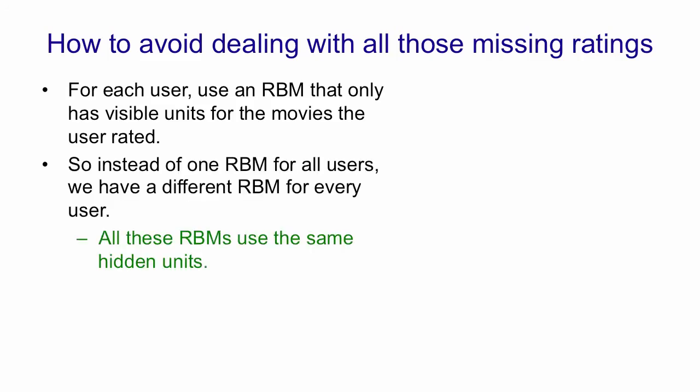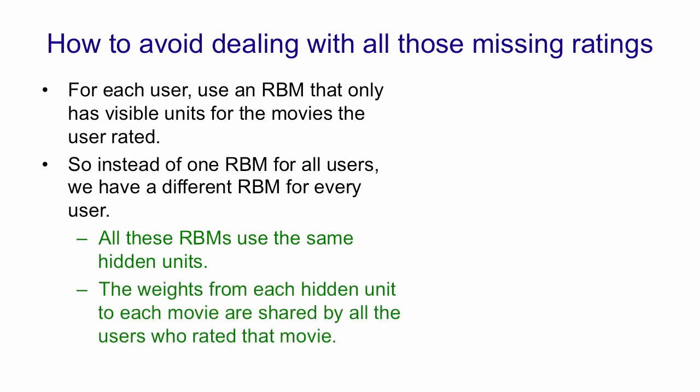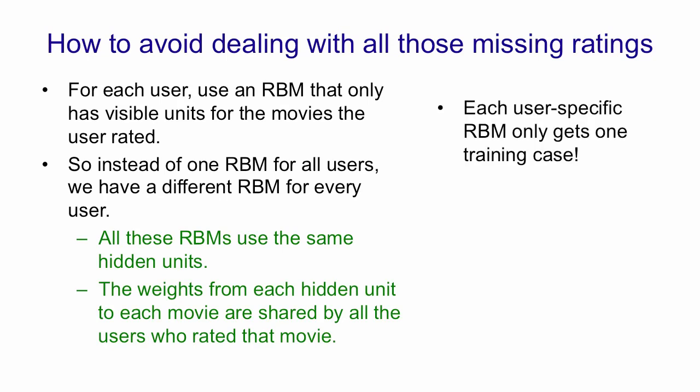Now, all of these RBMs are going to share the same weights. That is, we know which movie is which, and so if 2 users saw the same movie and rated the same movie, the weights from that movie to the hidden units will be the same for those 2 users. So we're doing an awful lot of weight sharing here. And that's lucky, because for each user we only get 1 training case.